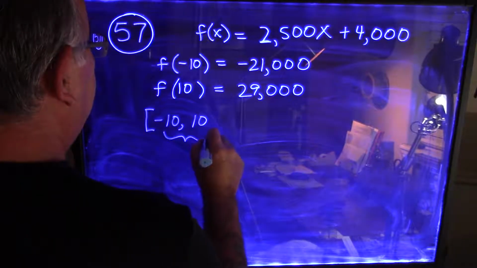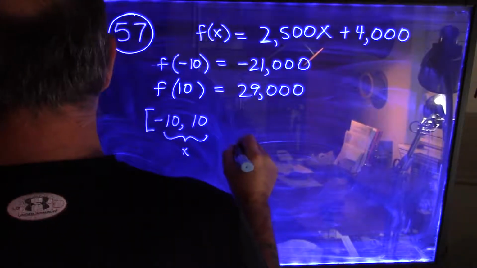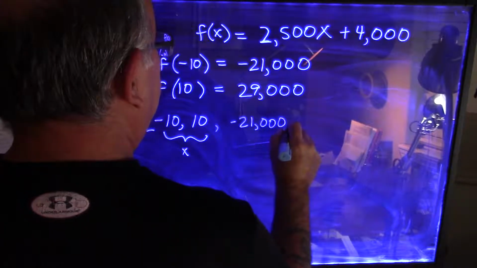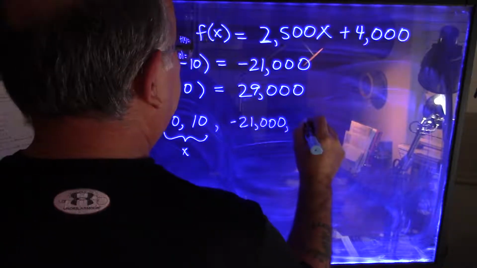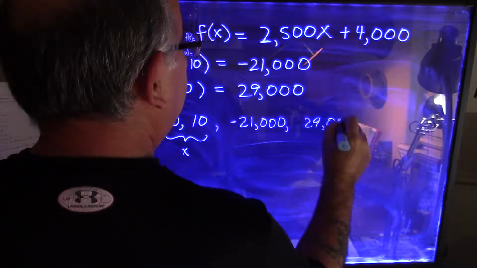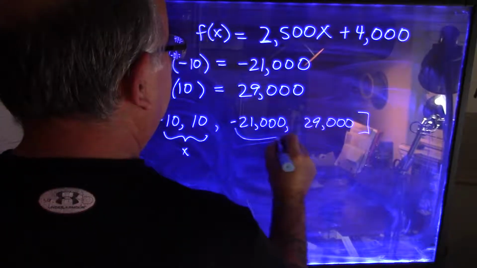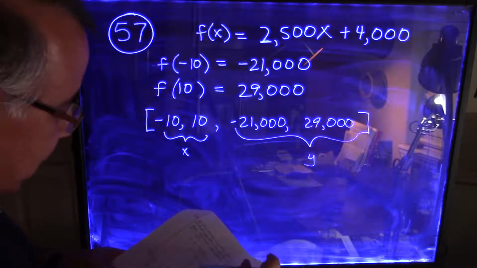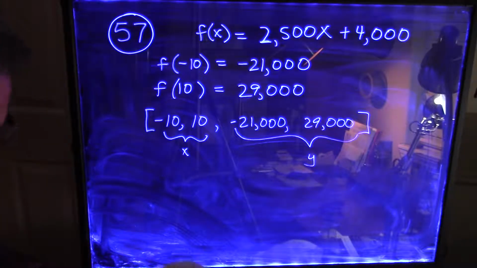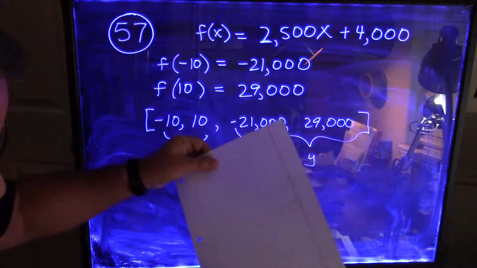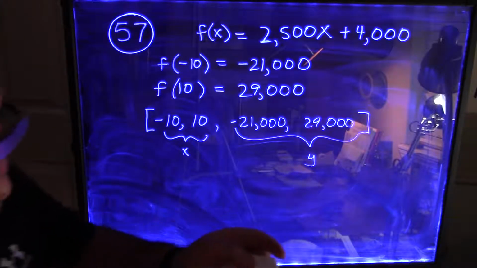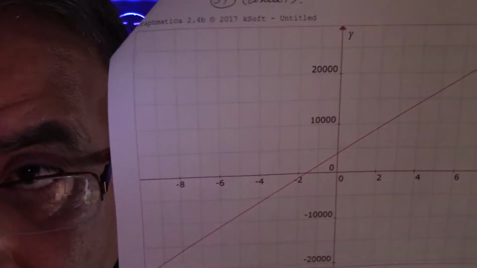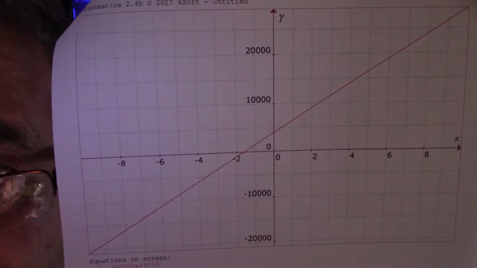Those are your x values, and negative 21,000 to 29,000. Those are the y values, all right? So you put that viewing window on your grapher, and you should get something like this. I put it on my computer. Here we go. See if I can get that all in there.